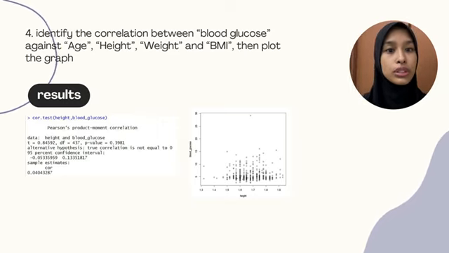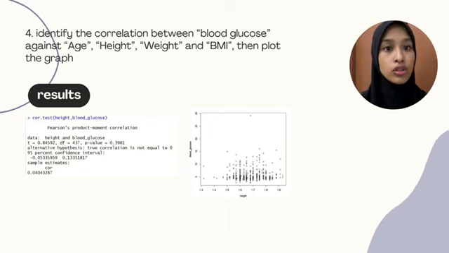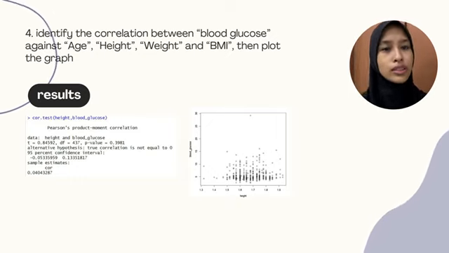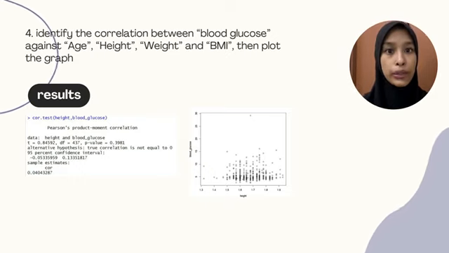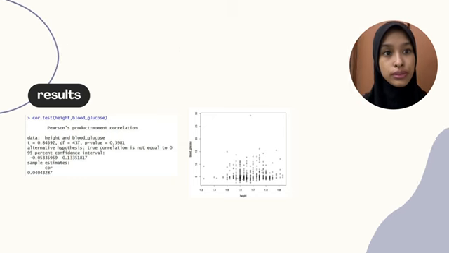Hence the p-value is also 0.3981, which is not statistically significant, as p is more than 0.05. Hence the confidence interval crosses 0, meaning no meaningful relationship. The conclusion for this plotting is there is no significant correlation between height and blood glucose.